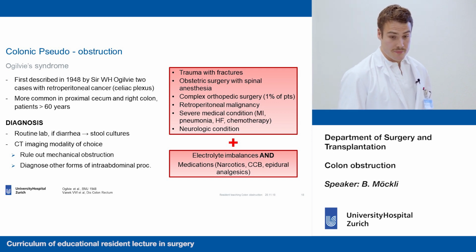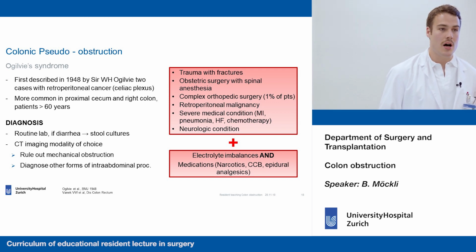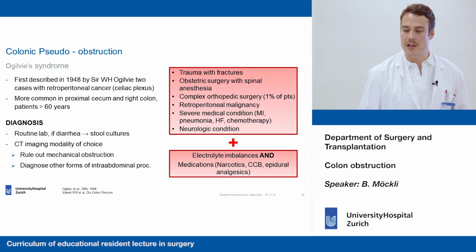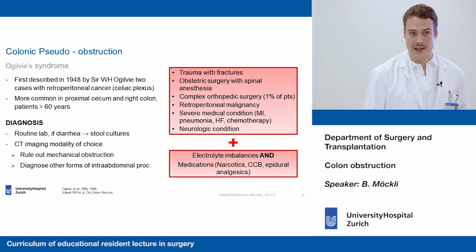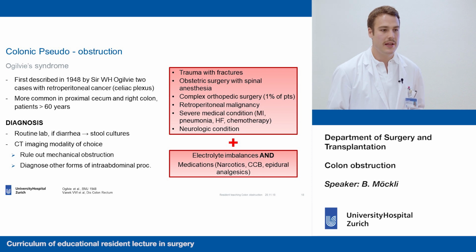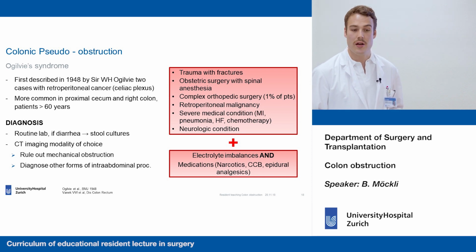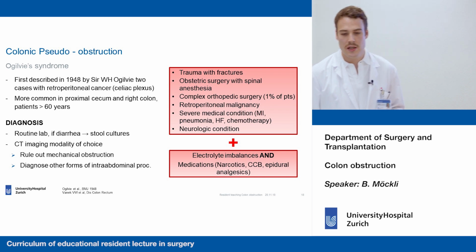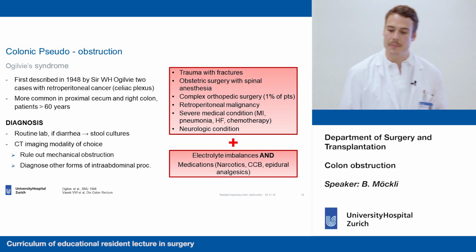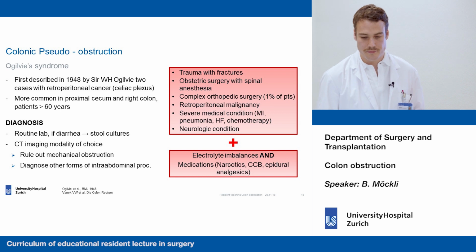Next, I would like to go on to colonic pseudo-obstruction, here represented by Ogilvie syndrome and toxic megacolon. Ogilvie syndrome is a pseudo-obstruction that does not have a mechanical cause of obstruction. It's more common in the proximal cecum and the right colon and affects mostly older patients. It was first described in 1948 by Sir Ogilvie, who published 2 cases of retroperitoneal cancer with celiac plexus invasion and parasympathetic deprivation.